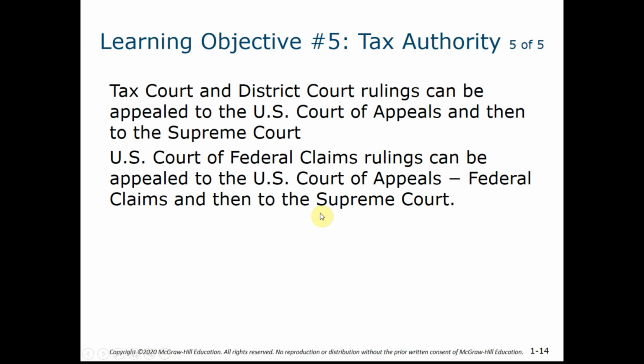And of course, if it goes to the Supreme Court, one thing that taxpayers and everyone needs to know is that most cases that are appealed to the Supreme Court are not heard. So while a taxpayer may attempt to have the Court of Appeals ruling overturned by the Supreme Court, it is unlikely to do that unless, for example, there's some constitutional issue at hand. So in most cases it would not go to the Supreme Court. And they do not hear most of the cases that are appealed to that court. U.S. Court of Federal Claims rulings can be appealed to the U.S. Court of Appeals for the Federal Circuit, and then on to the Supreme Court.